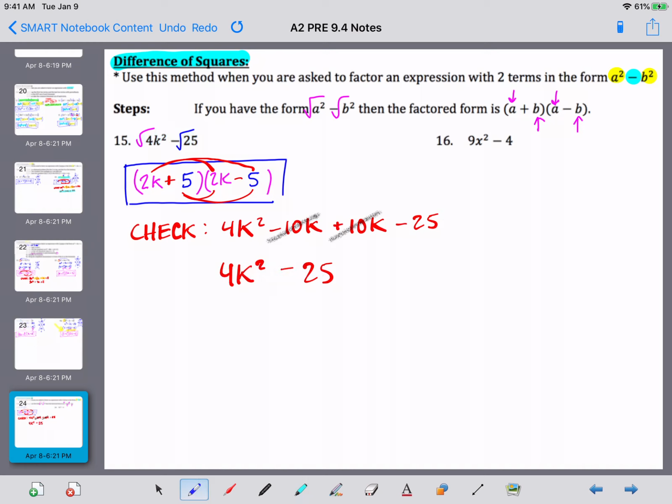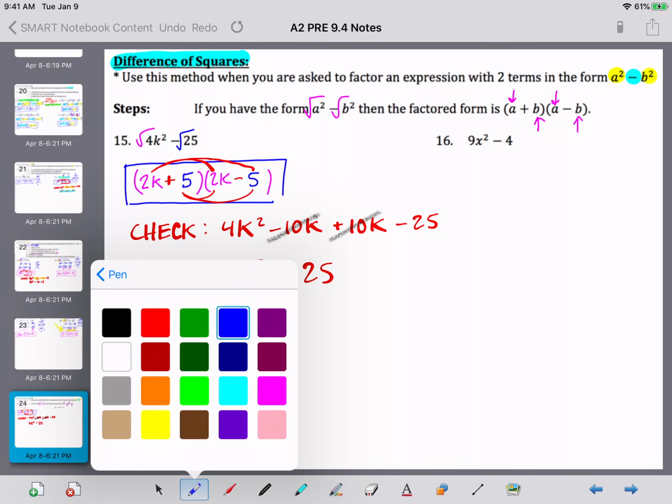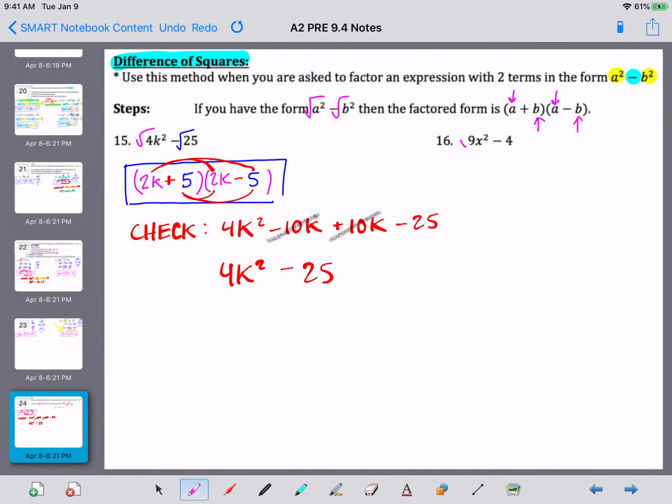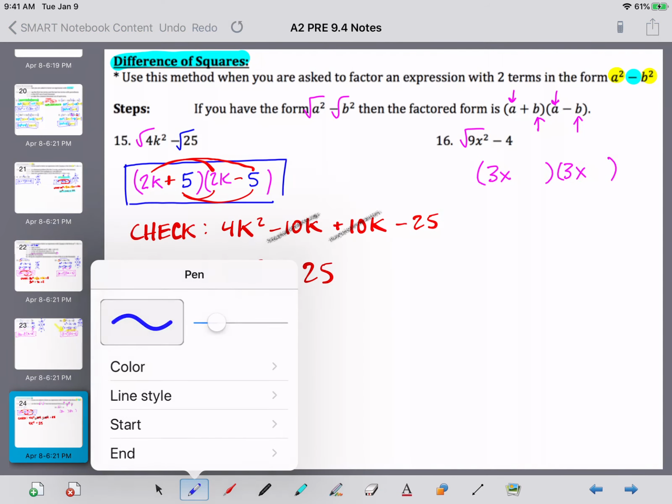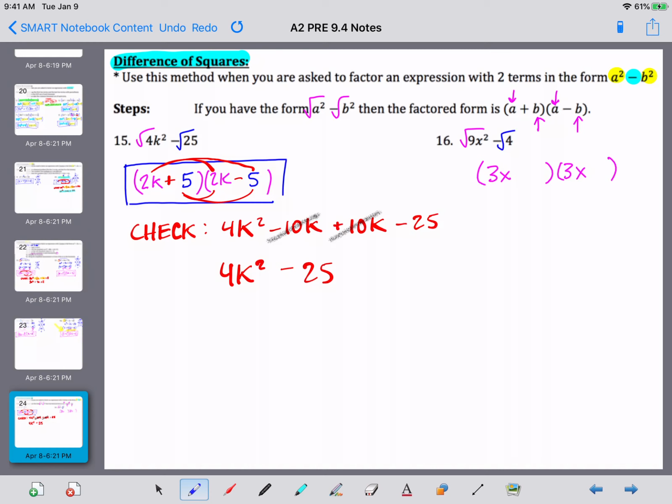All right, and last but not least. So the square root of 9x squared is 3x. So that gives us our a's. The square root of 4 is 2. So we know we're going to have a plus 2 and a minus 2. 3x plus 2 times 3x minus 2 is our answer.